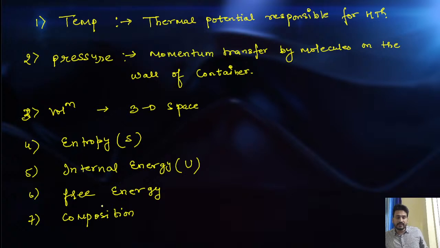Also, in physics there are 7 fundamental units: temperature, pressure, volume, current, luminous intensity, composition, and so on. And in thermodynamics, if we talk about the properties, here also 7 properties are the fundamental properties: temperature, pressure, volume, entropy, internal energy, free energy and composition. Is it clear?